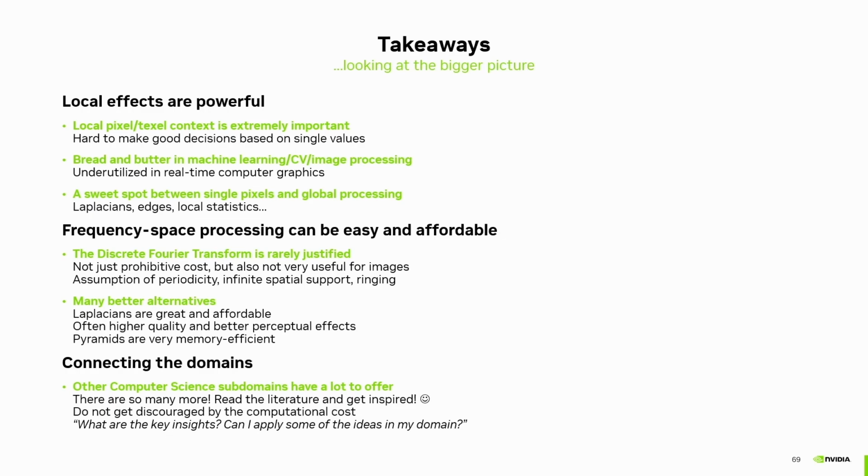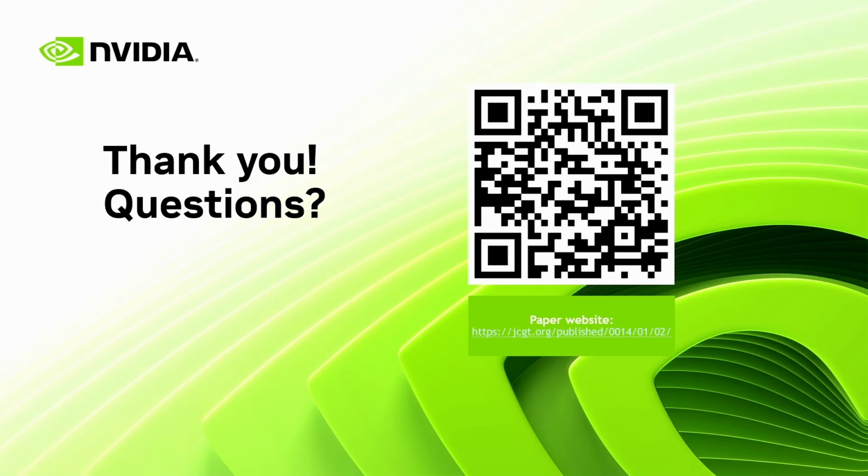And finally, I encourage you to read papers from other computer science domains, like here computational photography or computer vision. They have a lot to offer. Just read the literature and get inspired. Don't get discouraged by computational costs. Focus on what the key insights are. Can you apply some of those ideas in your domain? And with your expertise in real-time graphics, in real-time simulation, and making things real-time and fast, I'm sure you will make them fast. So, okay, thank you.